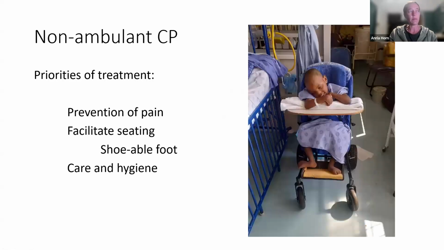Okay, so the treatment priorities in patients with non-ambulant CP are very different to those with ambulant CP. So function is not really a huge priority, especially in the GMFCS 5 patients. It's mostly prevention of pain, facilitating seating and hygiene and care. And this, amongst other things, includes a plantigrade foot.